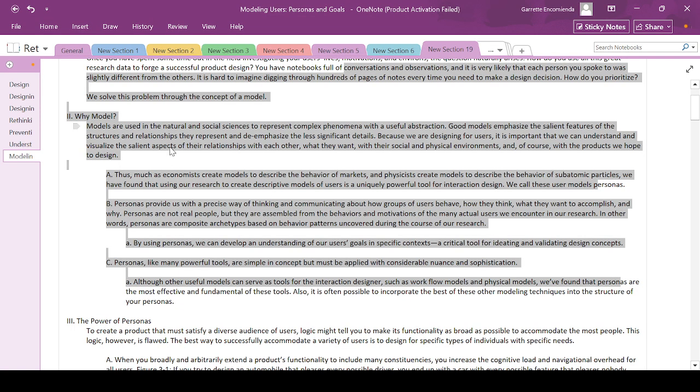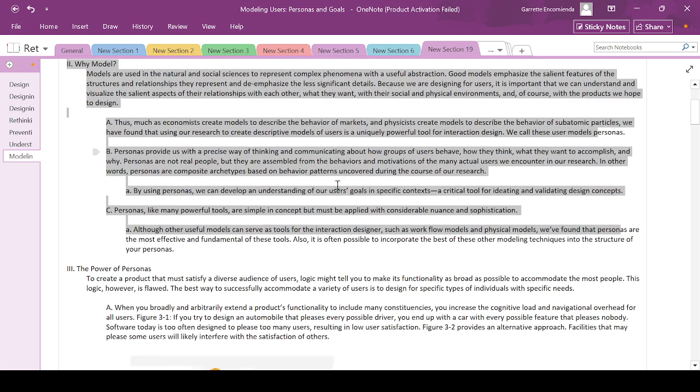How do you prioritize? We solve this problem through the concept of model. So the way we actually identify the key research on the data that we've gathered from goal-oriented design is through model. Why model? Models are used in the natural and social sciences to represent complex phenomena with a useful abstraction. Good models emphasize the salient features of the structures and relationships they represent, and they de-emphasize the less significant details.